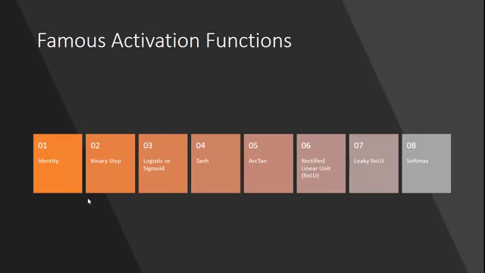So these are some famous activation functions: identity activation function, binary step activation function, logistic or sigmoid, which we had seen in the last tutorial, the tanh activation function, arctan, ReLU, leaky ReLU, and softmax. So we'll be looking at what each of these does.